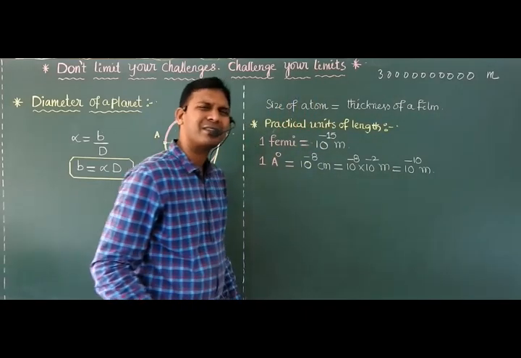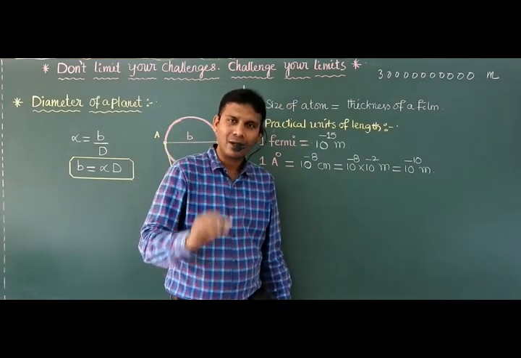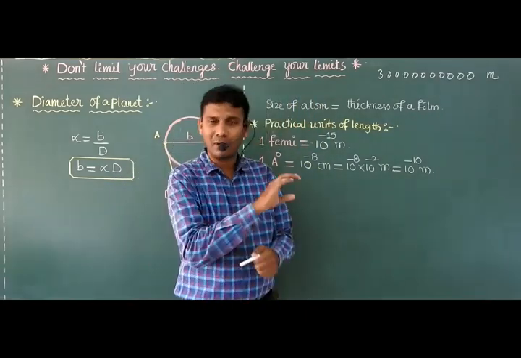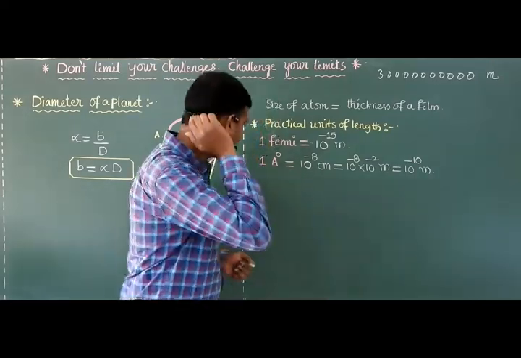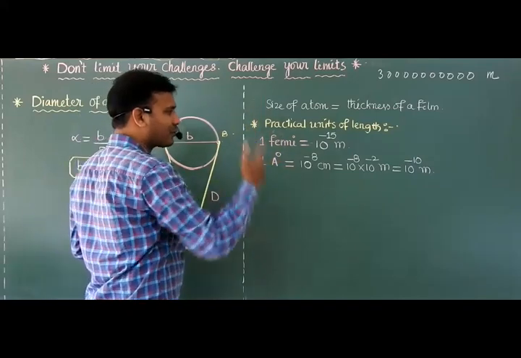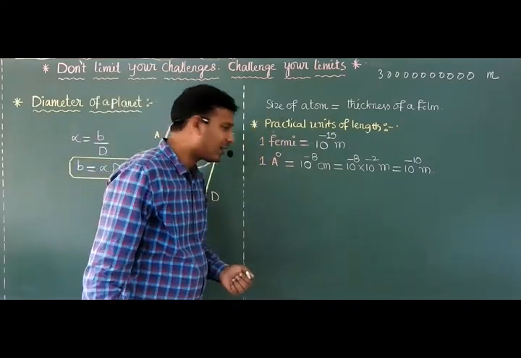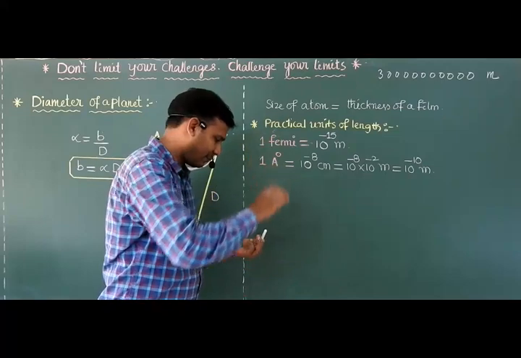Sir, please remember these conversions. Okay, sir, we still don't know how to convert, sir. Wait, don't worry, I will explain. So 1 angstrom is equal to 10 raised to minus 10 meter. Clear? Then next, listen carefully.